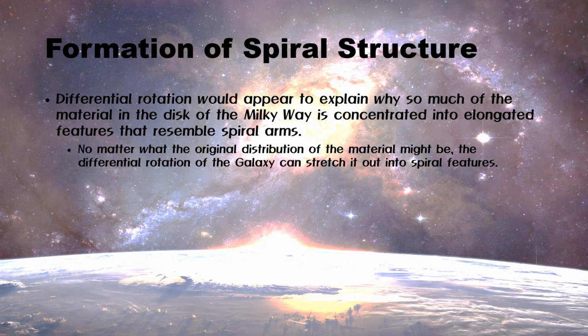Now, differential rotation would appear to explain why so much of the material of the disk of the Milky Way is more concentrated into elongated features that resemble these spiral arms that we're looking at. No matter what the original distribution of the matter might be, the differential rotation of the galaxy can stretch it out into spiral features.